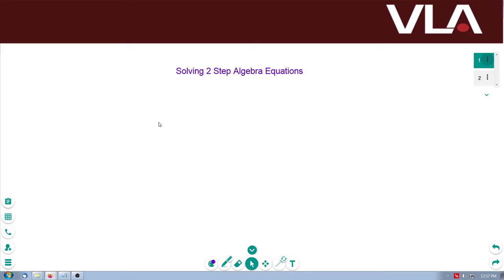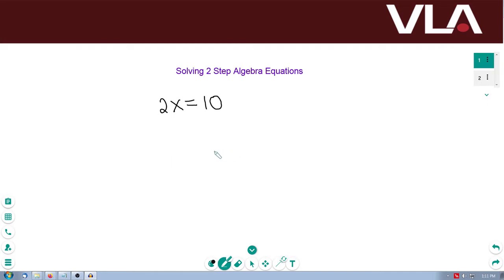With that said, the first lesson we're going to do is called solving two-step algebra equations. You will first see two-step algebra equations in your math strategies class. This concept will come up several times as you work throughout your algebra classes at the VLA, and you'll need some of this in your geometry classes as well. So it's very important to make sure you have a good understanding of how to solve these.